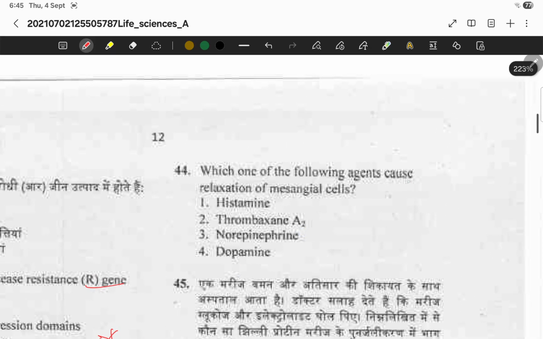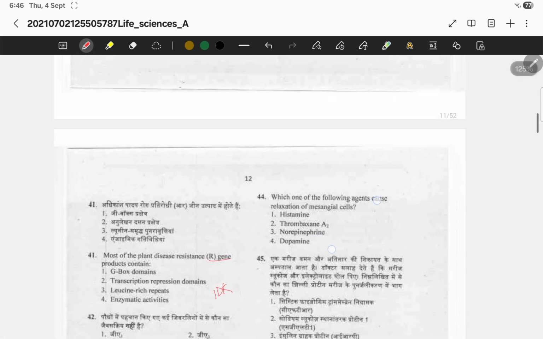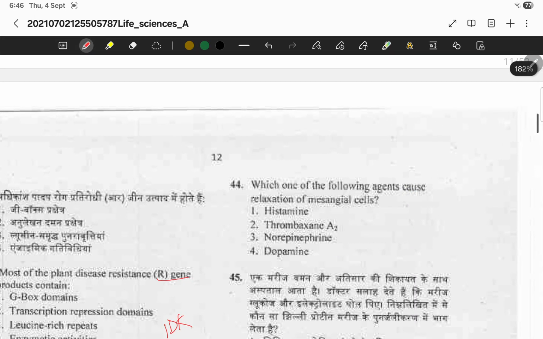Which one of the following agents cause relaxation of, what is this, mesangial cells? Who are mesangial cells? I don't know, but I'll go for norepinephrine.